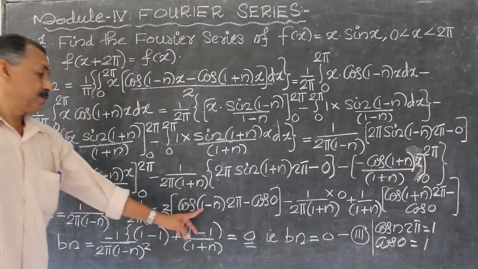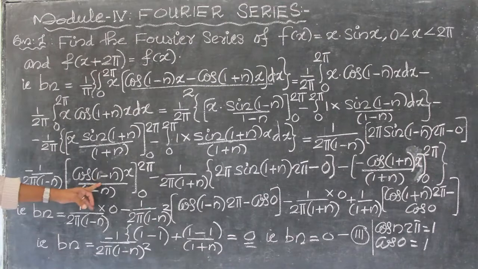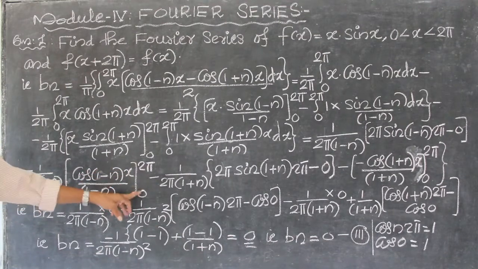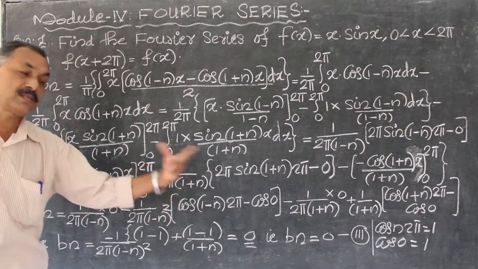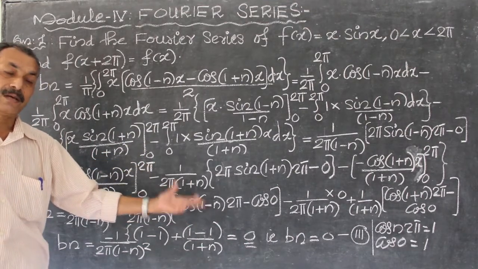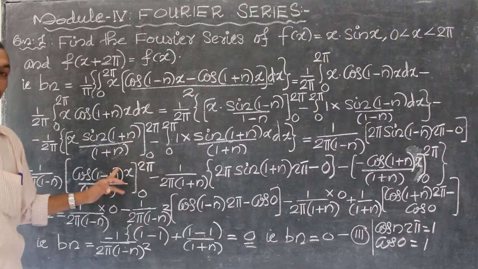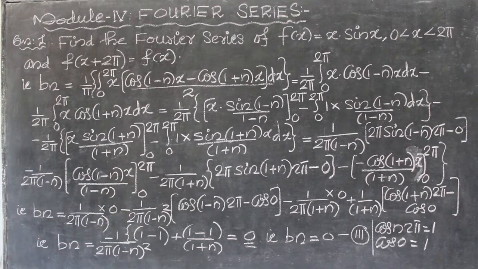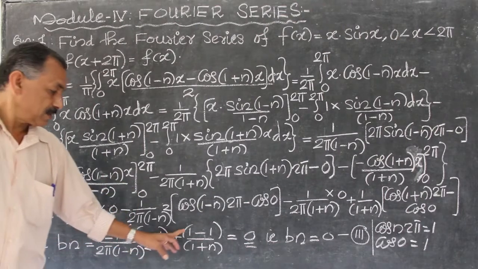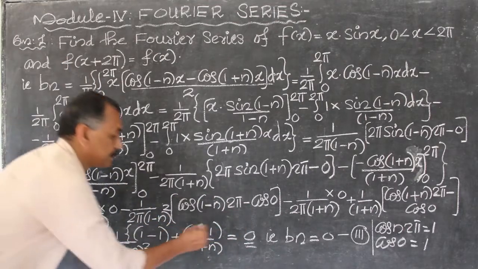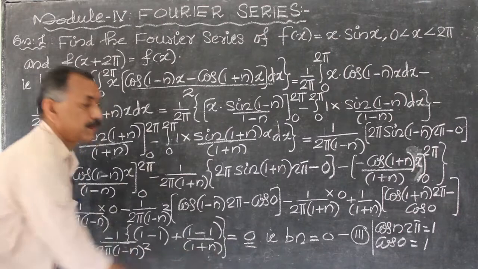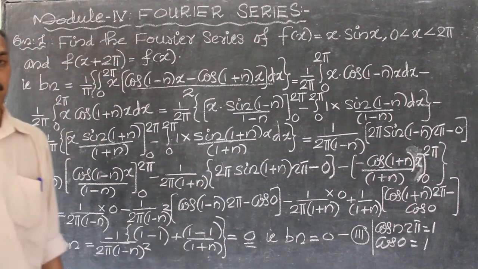Similarly, inside this term and the second term, when integrating, applying upper limit and lower limit gives cos(1 minus n) into 2 pi. (1 minus n) into 2 pi means it's a multiple of 2 pi, so it will be 1. And this also, cos 0 will be 1. So the value of this term is 1 minus 1, and the value of the second term is 1 minus 1. That is 0. The total value, or Bn, is equal to 0.